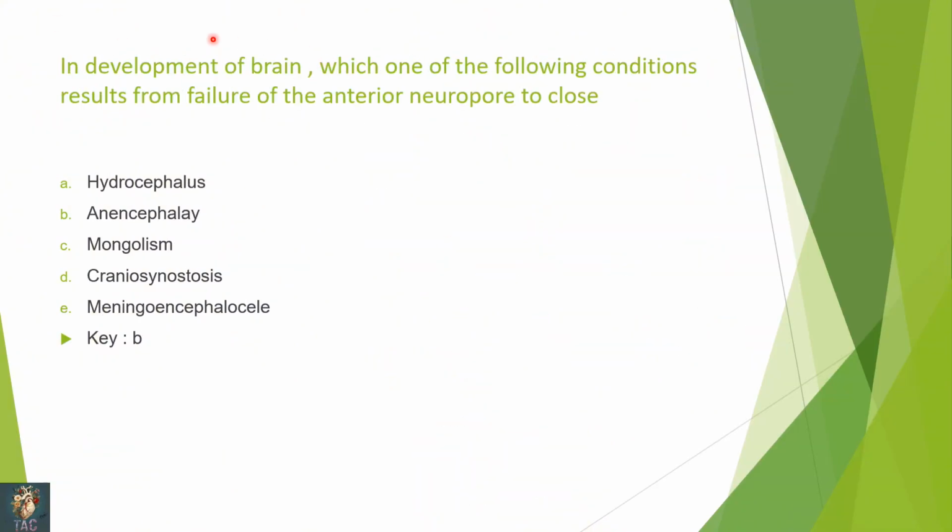In development of the brain, which of the following conditions results from failure of anterior neuropore to close? As we all know, when the anterior neuropore does not close, there is exposure of the brain tissue to the corrosive effects of the amniotic fluid, and it leads to anencephaly. So option B is correct.